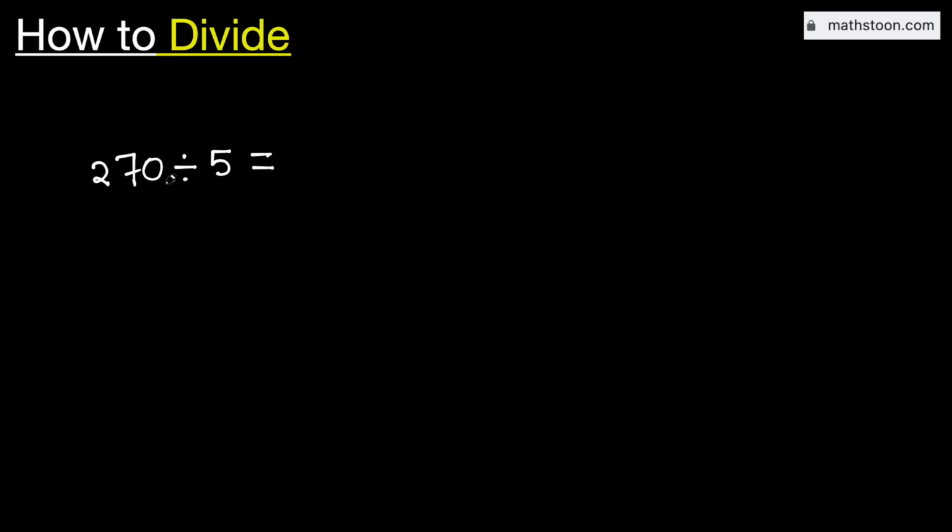In this video, let us learn how to divide the number 270 by 5 using the long division method. Consider the first digit 2. It is less than 5. That is why we will consider the number 27. We know that 5 times 5 is 25. Subtract, we get 2.